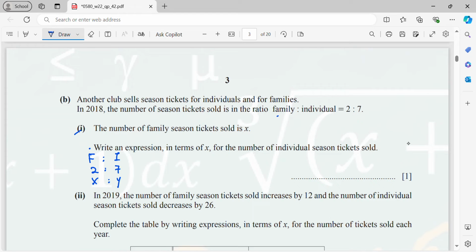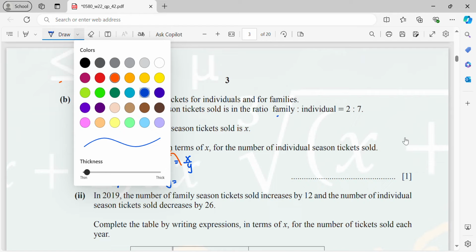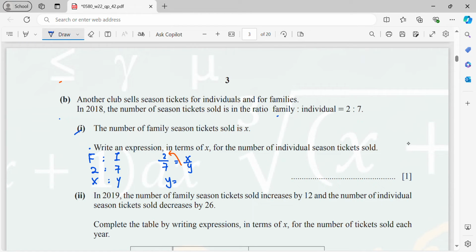Now from here I can just use the ratio method, which is 2 over 7 equals X over Y. Therefore my Y, I will just move up the Y here, and then this whole term moves to the other side. So 2 over 7 moves to the other side. That means it becomes 7 over 2 times X. So this is the number of individual season tickets sold. Use the ratio method to solve this.